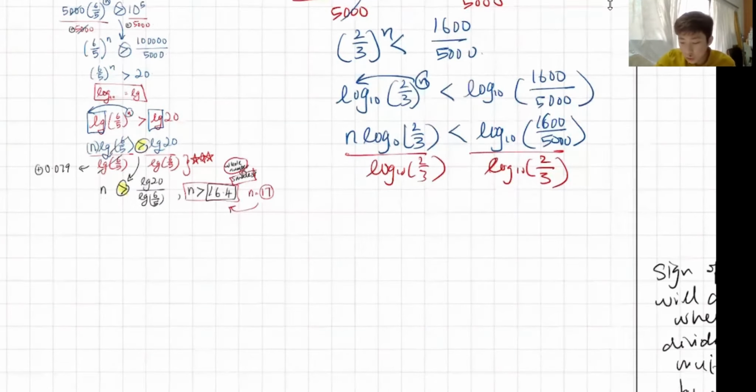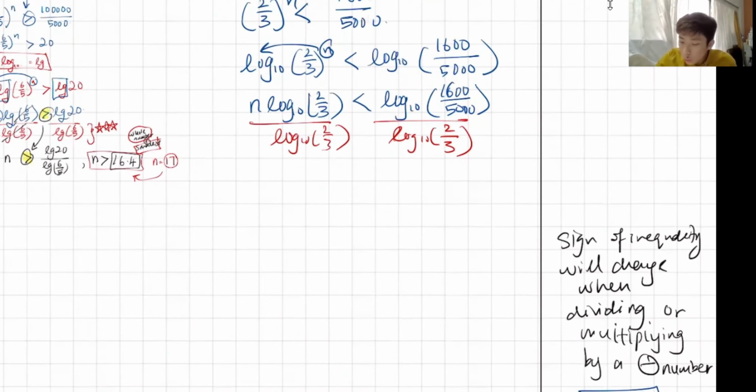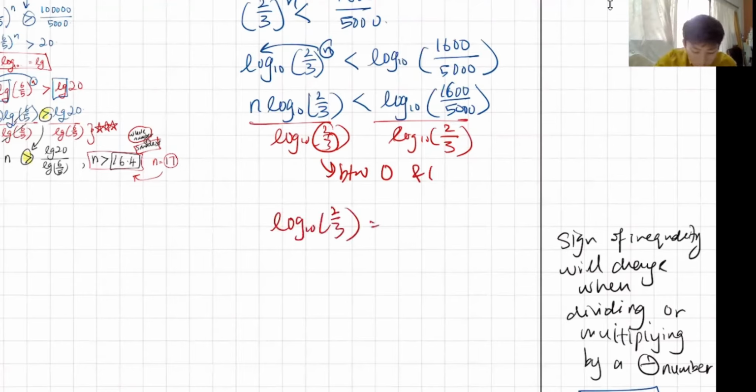So you see, that's the trick I told you. When the content of the log is between 0 and 1, what we know is that this thing will give us a negative value already. So we calculate first. Log base 10 of 2 over 3 is actually what? You calculate this value first. You will get in a calculator negative 0.176. So it's a negative value.